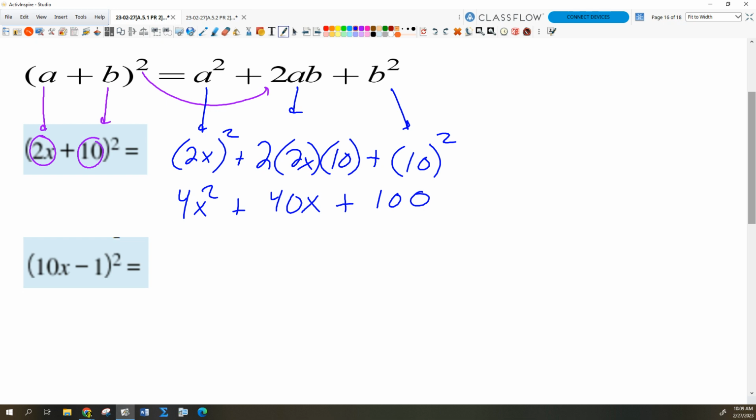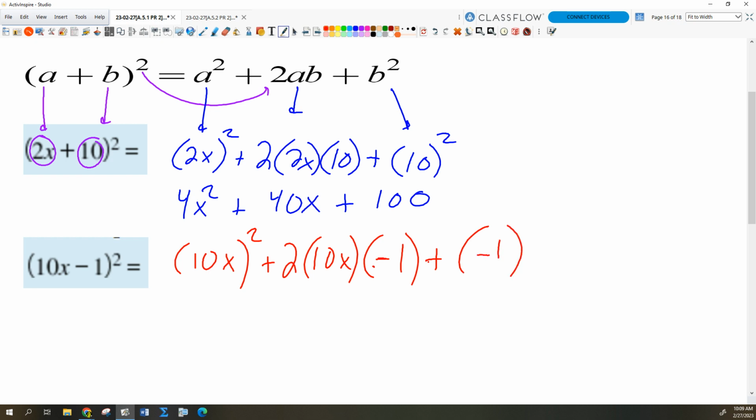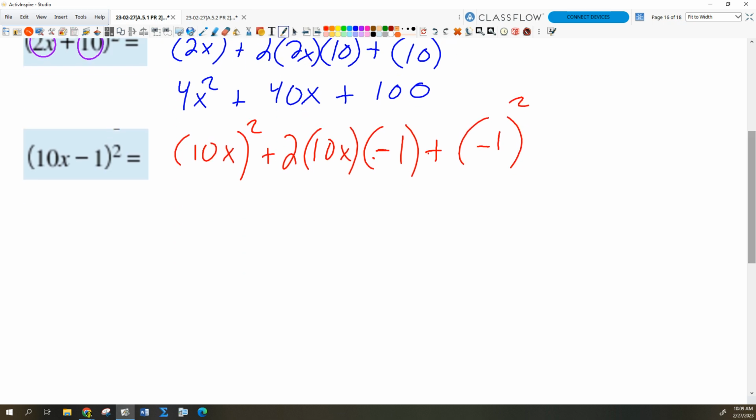Okay, so then we could just write this one as my a squared is going to become the quantity. Let's change color so we can see the difference here. I'm going to get 10x quantity squared plus 2 times a, which is 10x, times b, which is -1. Everybody get that? Plus b, which is -1 squared. So when I simplify that, what is the quantity 10x squared, everybody? 100x squared.